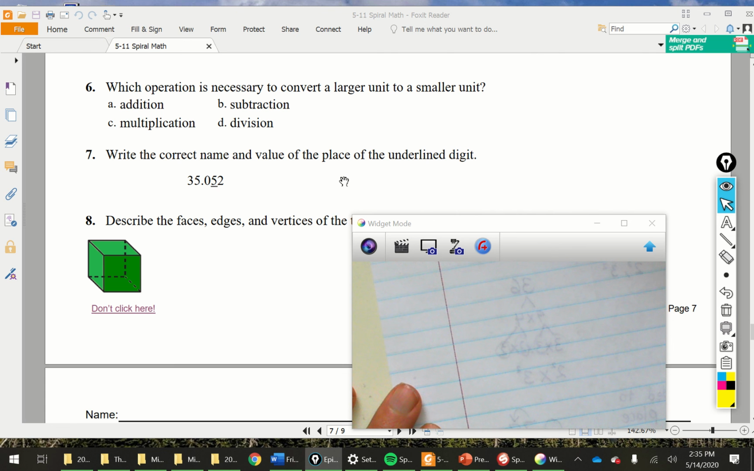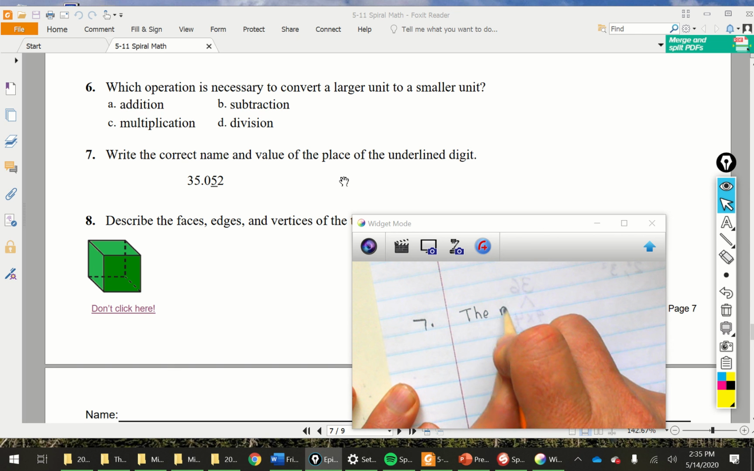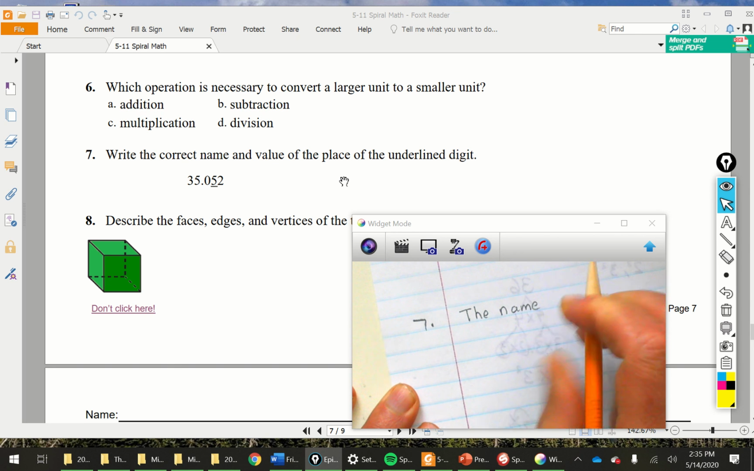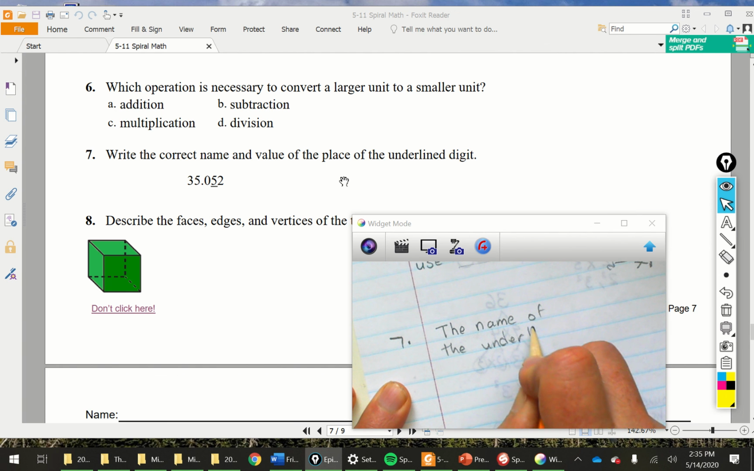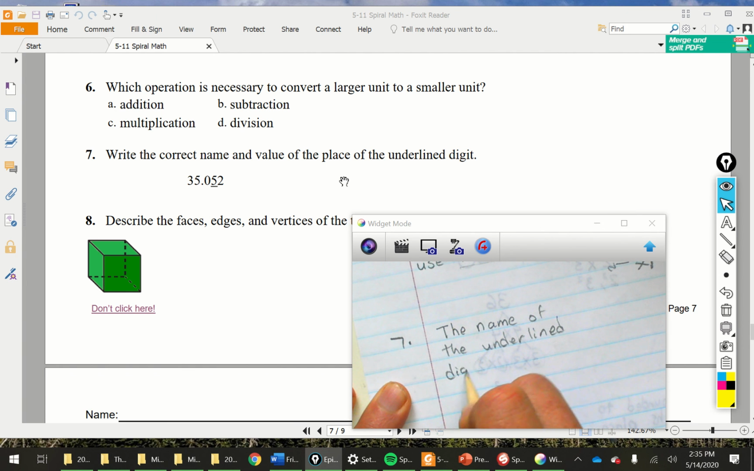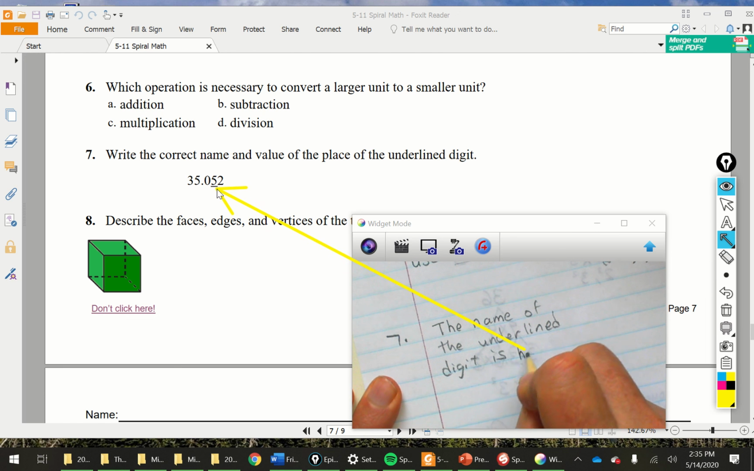Now, number 7, we're going to be writing the correct name and place value of the underlined digit. So I'll write here the name of the underlined digit is, and the place name of that is hundredths. When I look at that, I can tell it's between the thousandths and the tenths place, so it's the hundredths. Make sure you spell that TH at the end, hundredths.